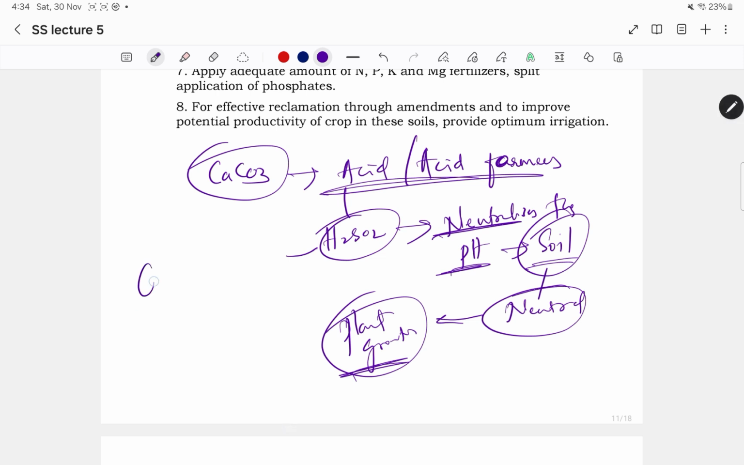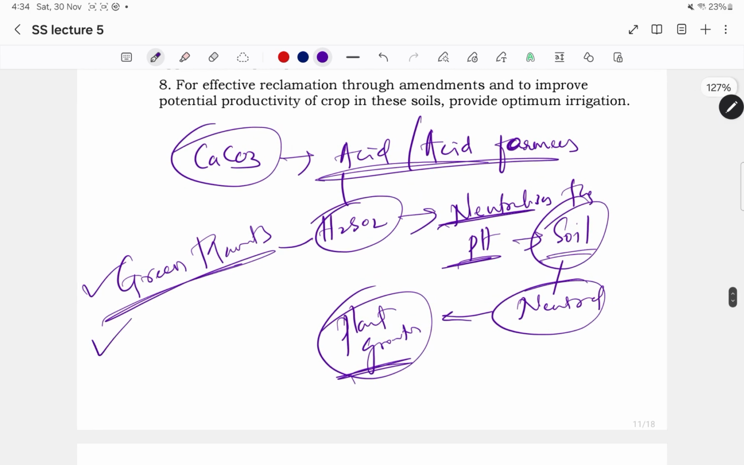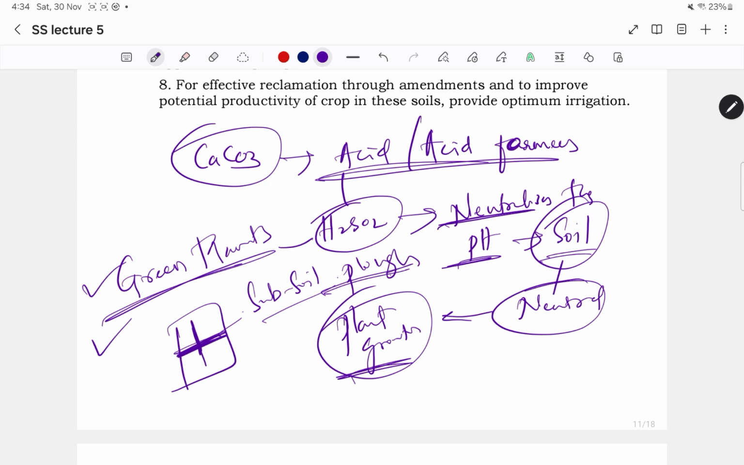Another one is we can apply green manures. And one more thing is, we already know there is a formation of a subsoil layer, and there is a hardpan or crust. We can break this with a chisel plow or a subsoil plow. With the help of this, we can reclaim the calcareous soil.